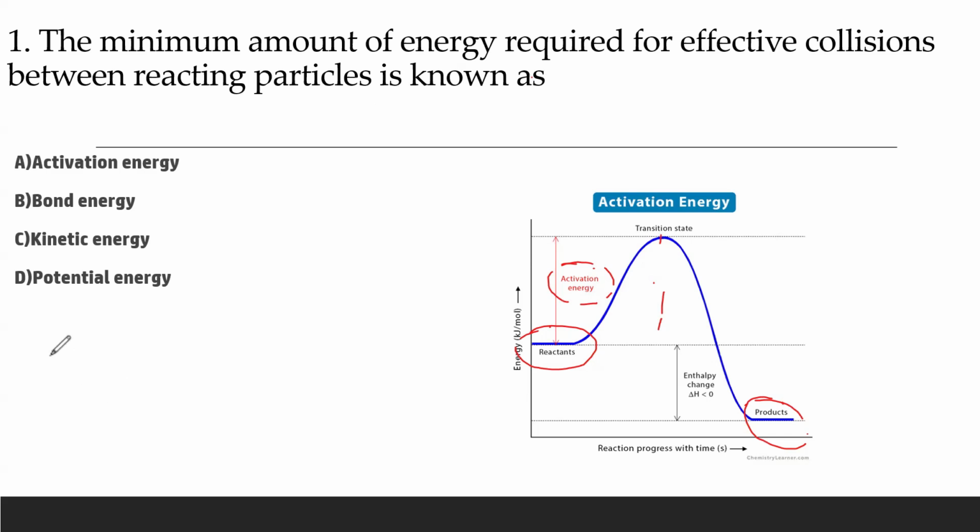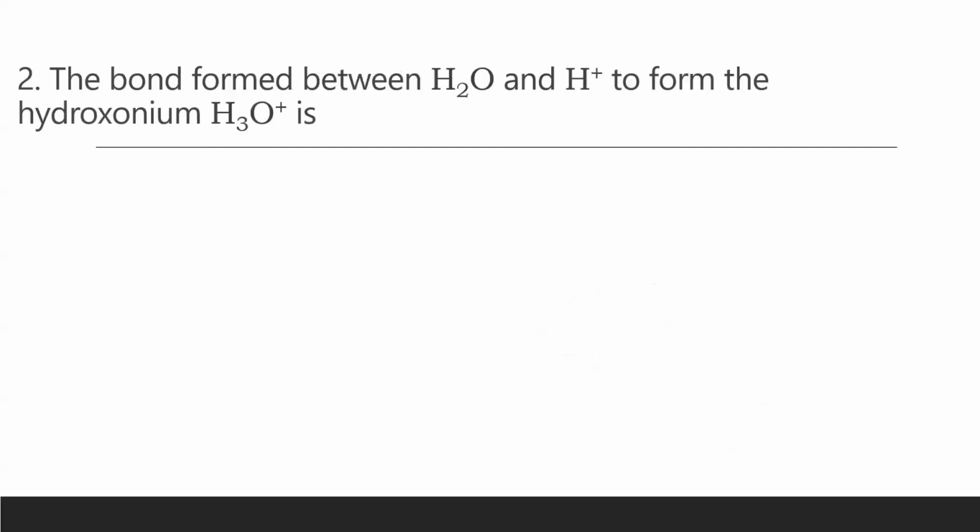Therefore, for the reaction to occur, the minimum amount of energy must be overcome by the effective collisions of the reacting particles. And if this minimum amount of energy is not overcome, it means that the reaction will not take place. So the answer is activation energy.